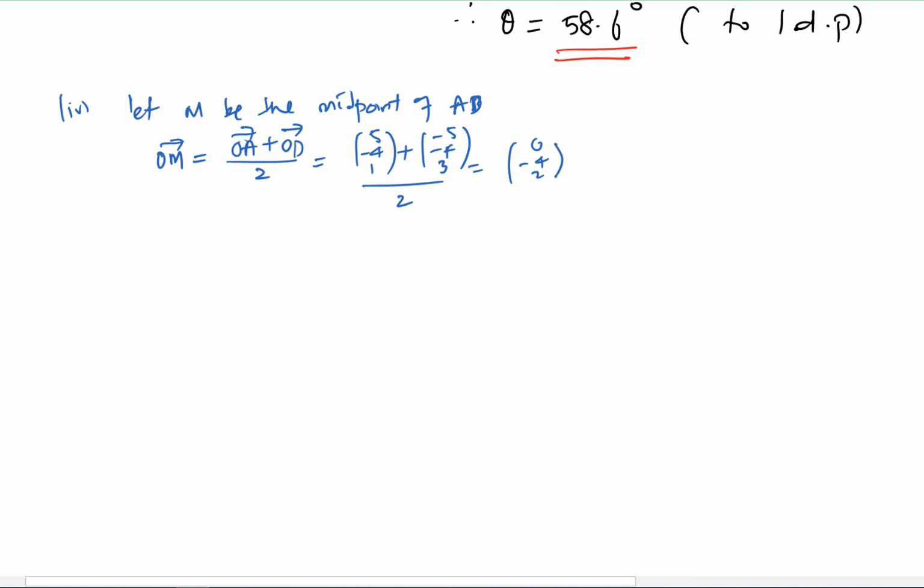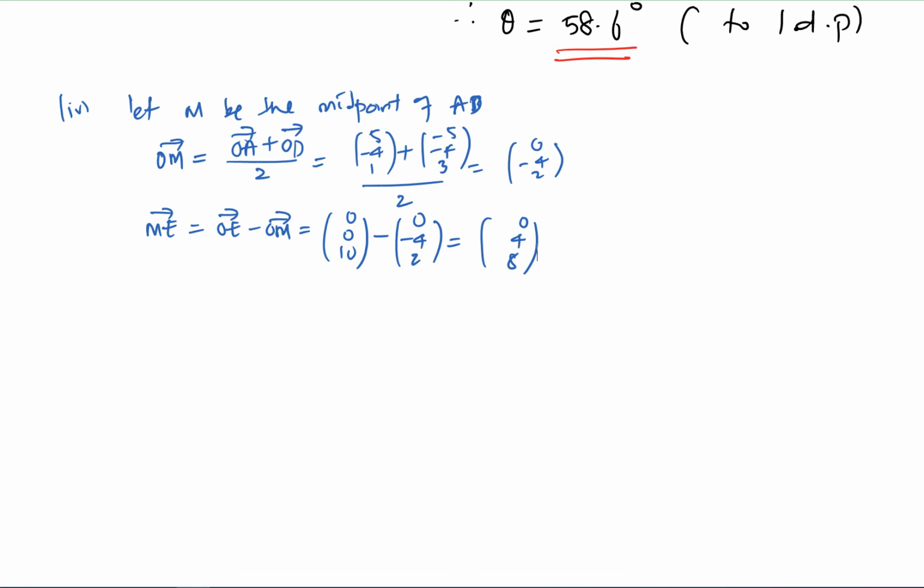Done. That's your OM. So I need to find ME, which is OE minus OM, which is 0, 0, 10 minus 0, negative 4, 2. I'm using OE because it is an easy number, 0, 0, 10. It is less prone to carelessness. Okay, we have 0, 4, 8, that is ME. So now we're looking for the distance. So therefore, distance from, is it just distance? It is the shortest distance.